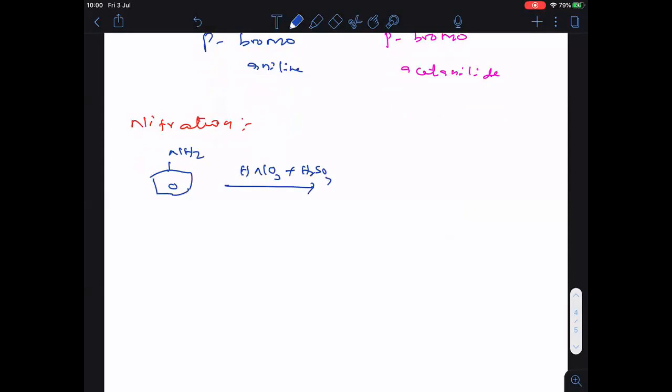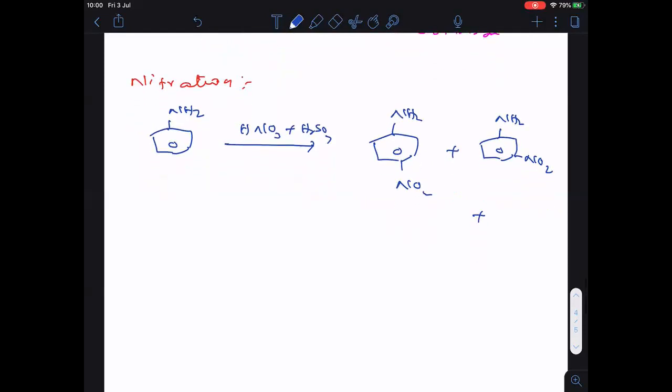Hope you are able to understand that one. So NH2 is an ortho-para director. So we have to get ortho and para isomers. Clear everyone? This is the para isomer. Remember everyone, interestingly, here we will get the meta isomer also. Ortho, meta, para. All the three we will get here.